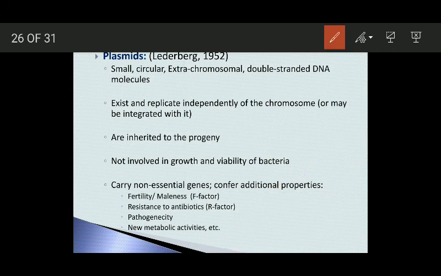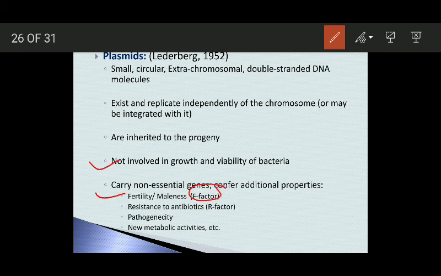The plasmids are not involved in growth and viability of bacteria. They have nothing to do with the viability and growth of the bacterial cells, but they are known to carry some non-essential genes. These non-essential genes are those genes which are not involved in the growth and survival of the bacteria. Instead, they confer some additional properties. These additional properties include fertility. They determine whether the bacterial cell will be male or not, which we call the male factor, the F factor.